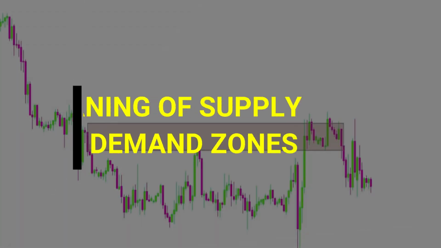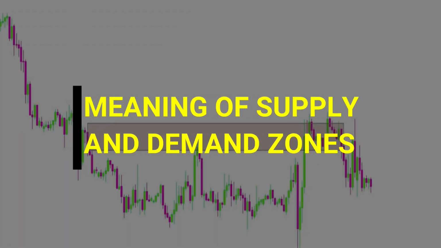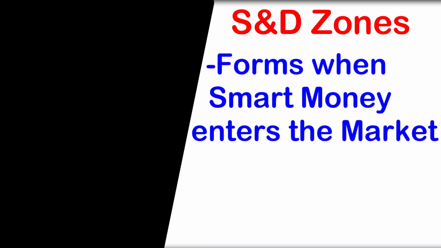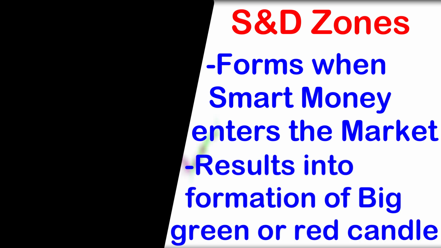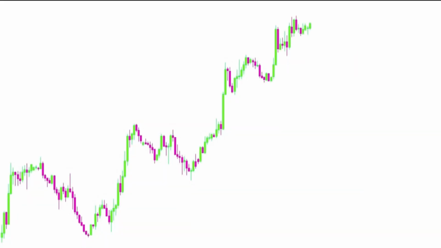Now let us move on to the meaning of supply and demand zone. The supply and demand zones form in the market when the smart money, that is central banks and financial institutions, accumulate orders in large quantities which results in the formation of big red or green candles in the market. The demand zone simply means the zone where there is a large demand for the asset.